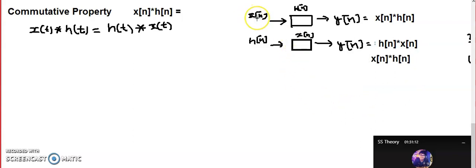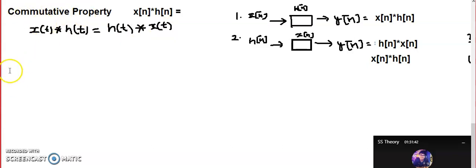यानी कि अगर हमने इनपुट दिया x[n] किसी सिस्टम में जिसका इम्पल्स रिस्पॉन्स h[n] था तो भी हमें वही आउटपुट मिलेगा, और अगर हमने इनपुट दिया h[n] और उस सिस्टम में जिसका इम्पल्स रिस्पॉन्स है x[n] तो भी हमें सेम आउटपुट मिलेगा दोनों सिचुएशंस पे. Either situation, the output will be the same. Why? Because convolution follows the commutative property.